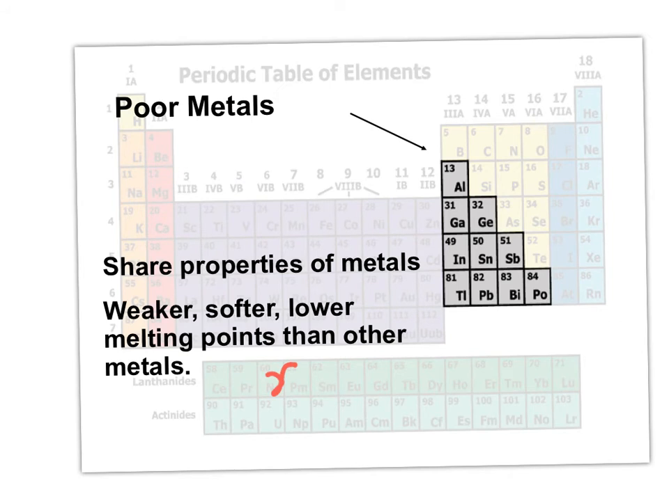So the next group we'll talk about is the poor metals. These are metals that are much weaker than the transition metals, even though they share many of the similar properties. For example, being good conductors of electricity, they tend to be kind of weaker and softer, and also have lower melting points. These might be things like lead and tin, right? Also, aluminum falls in there. Although these are very useful metals for us.